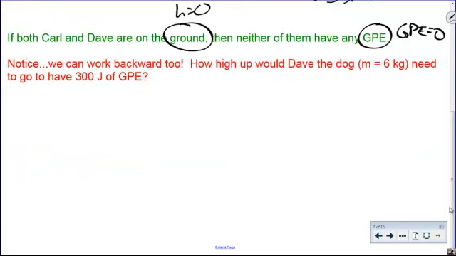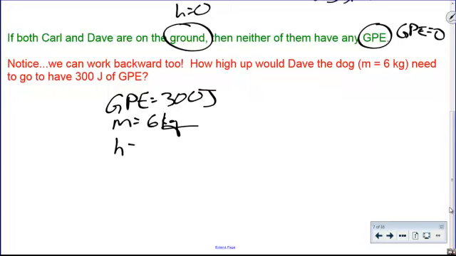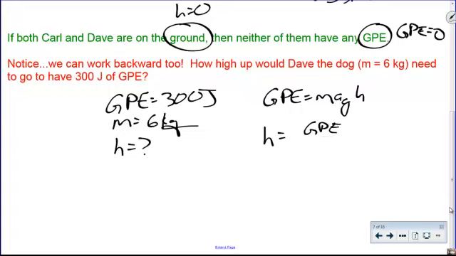All right, and I think this is the last thing here. We can work backwards, right? If I give you the GPE, find the mass, then we can find the height, right? All right, I know you can all do this algebra here, but be careful. There's a really common mistake I see people make. So check it out. If GPE is MAGH, then H is GPE over MAG. Grab your calculator and type this in. 300 joules divided by 6 times 9.8.